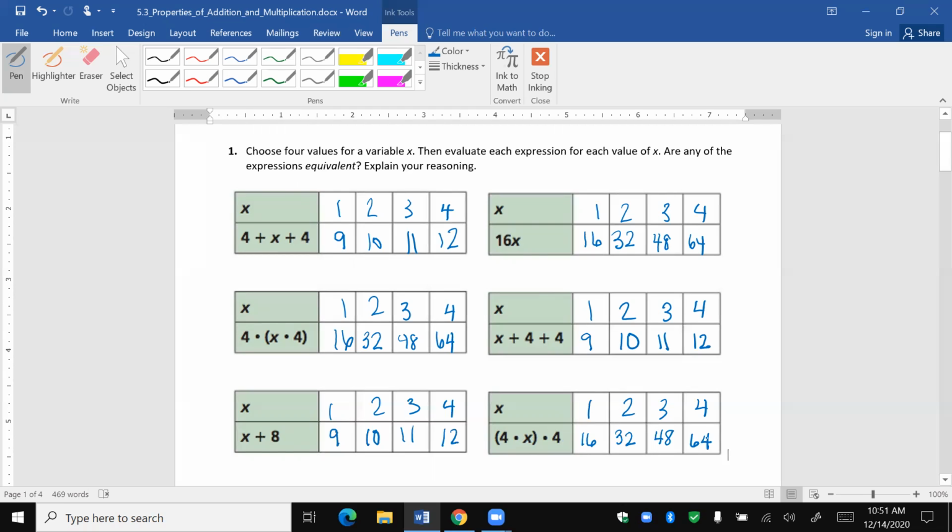Okay. Now on these ones, if they have the same input value and the same output, so we put in 1, 2, 3, 4, so they all have the same input, that output is going to tell us if they are equivalent. So these 3 all have the same output values, and then these 3 all have the same. So those ones are going to be equivalent.